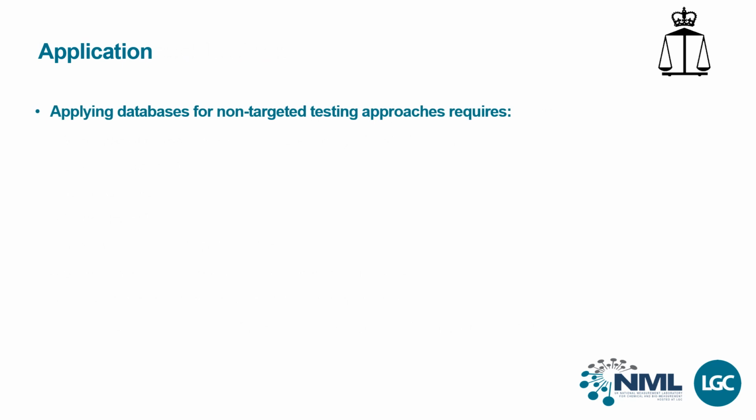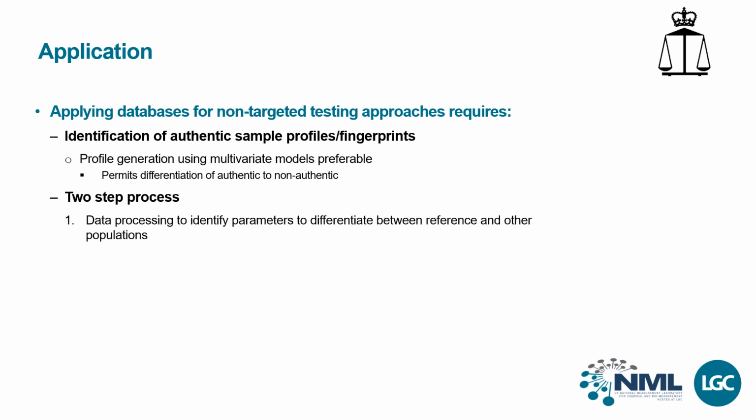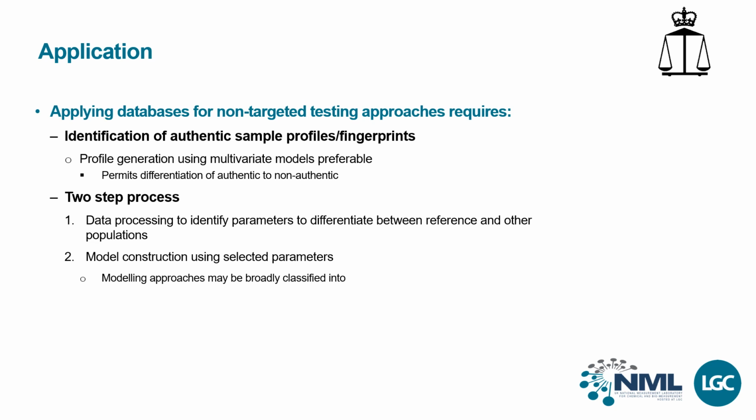Applying databases for non-targeted testing approaches requires the identification of authentic sample profiles or fingerprints. Profiles generated using multivariate models have been reported to be preferable, as they may permit the differentiation of authentic from non-authentic samples with greater certainty. The application of a database to the analysis is generally a two-step process. Firstly, some form of data compression is undertaken to reduce the size and complexity of the dataset. Modelling is then undertaken using selected features.